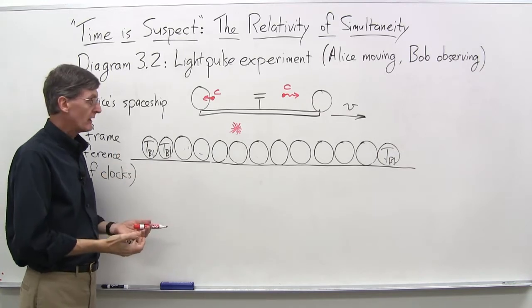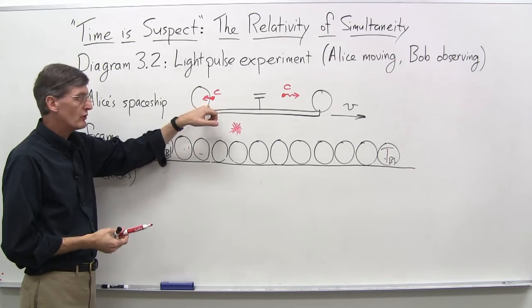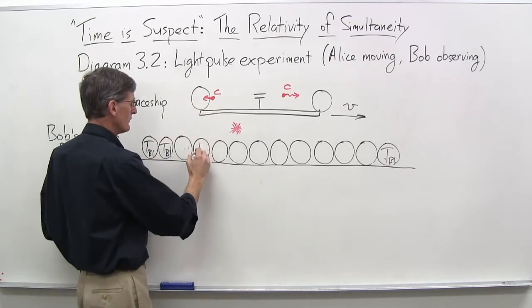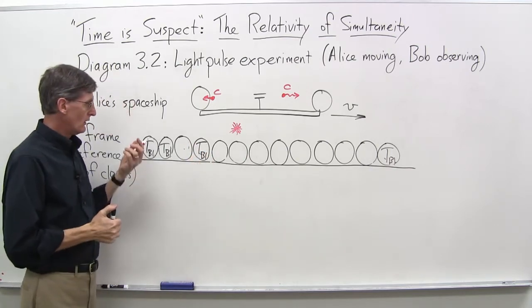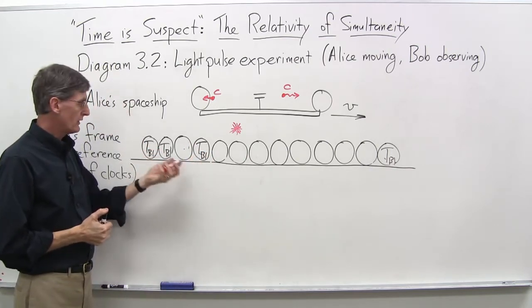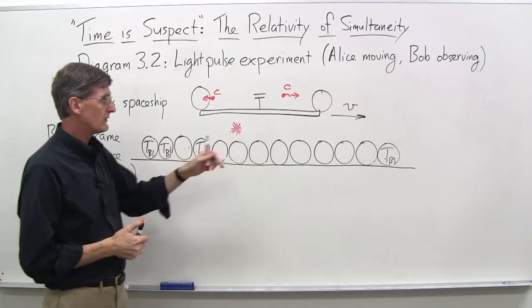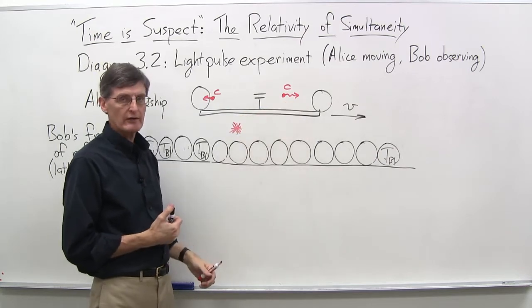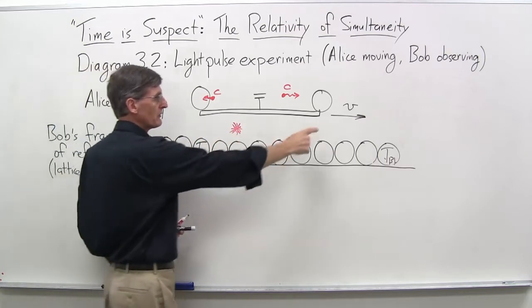Light pulses are in transit, but Bob notices that the leftward going light pulse hits this clock at time tb1, so he sees that. He says, okay, leftward going light pulse hits at time tb1. All my clocks are tb1, but he's still observing the rightward going light pulse. It hasn't reached that clock yet. In fact, it's not going to reach the clock until a little bit later. It will eventually catch up.